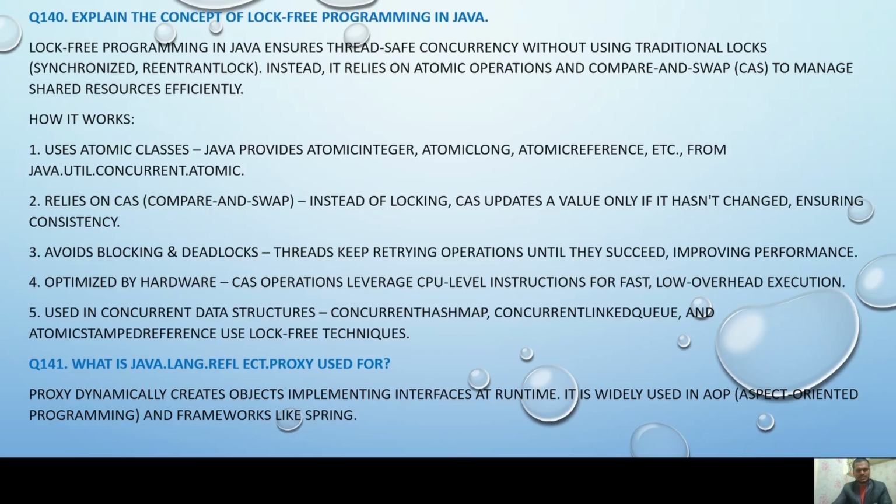Used in concurrent data structures: ConcurrentHashMap, ConcurrentLinkedQueue, and AtomicStampedReference use lock-free techniques. Next question. What is java.lang.reflect.Proxy used for? Proxy dynamically creates objects implementing interfaces at runtime. It is widely used in AOP, aspect-oriented programming, and frameworks like Spring.